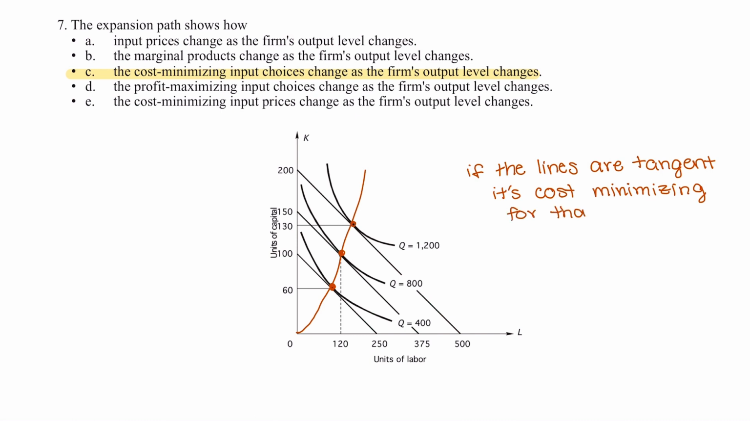So if we connect all of those tangent lines, it's showing us the path of the firm wanting to continuously expand output. That's the path that it should follow.